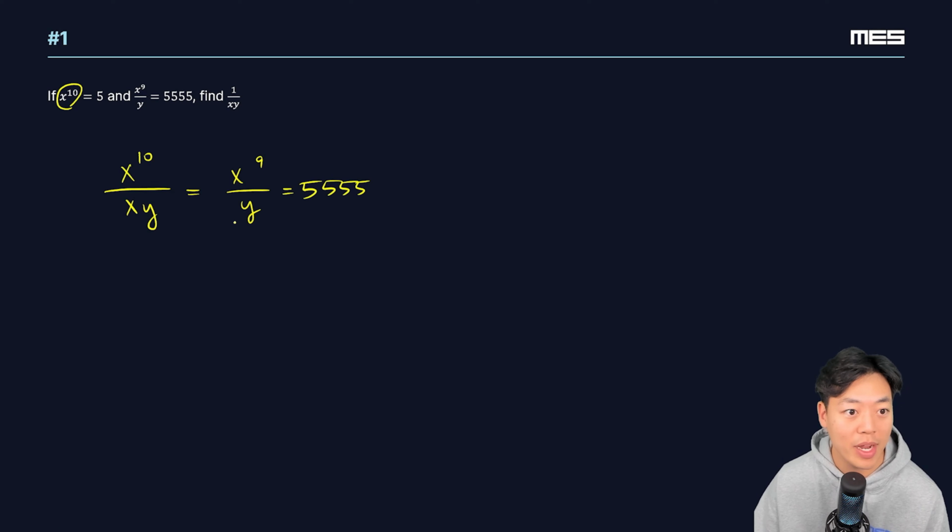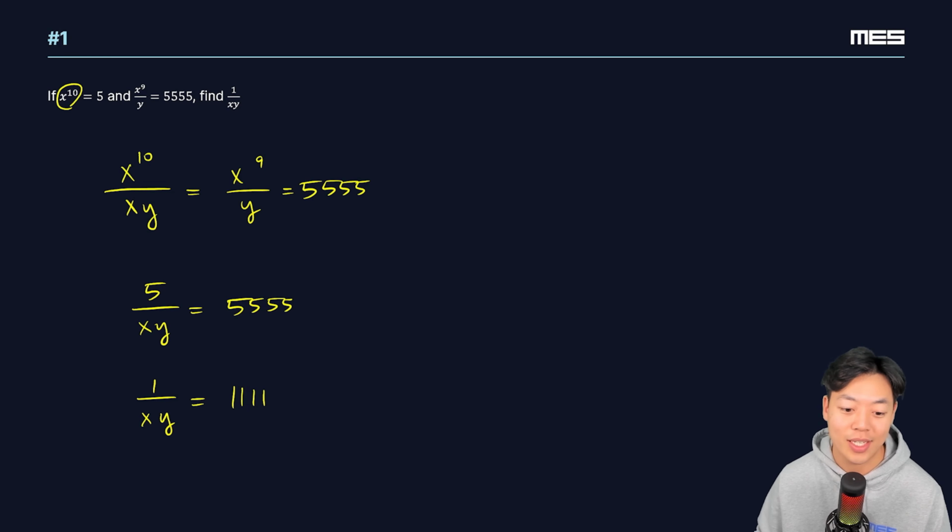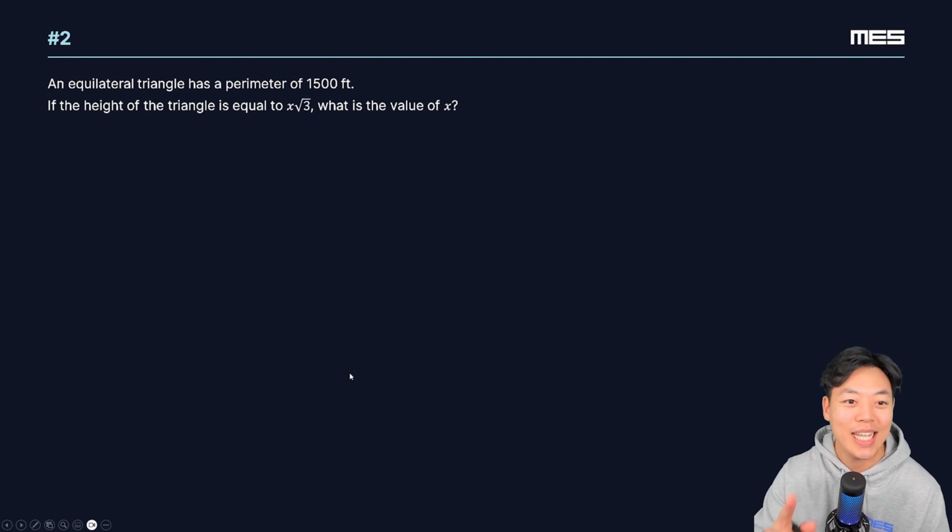So how can I rewrite this? X to the 10th is 5. So 5 over xy is equal to 5,555. Now divide both sides by 5 in order to get 1 over xy by itself, and we get 1,111. And that's it.